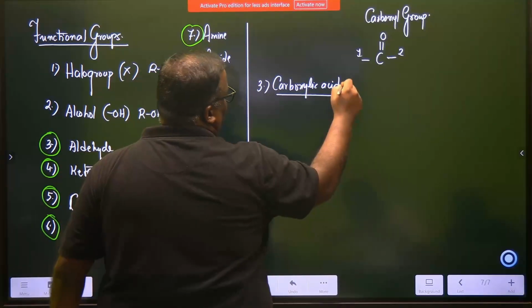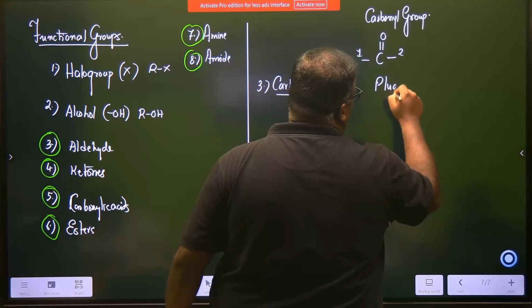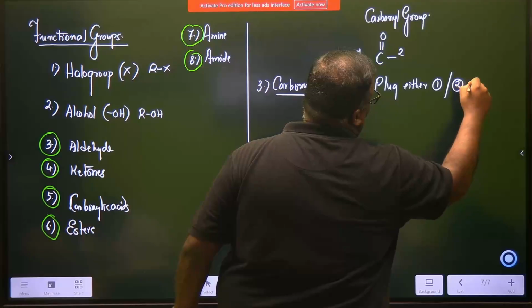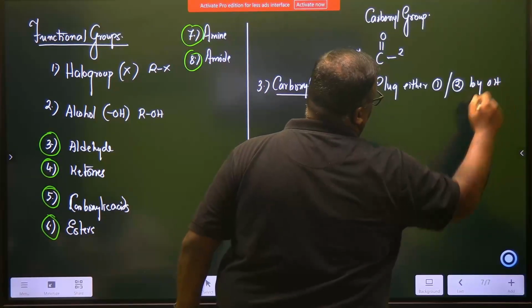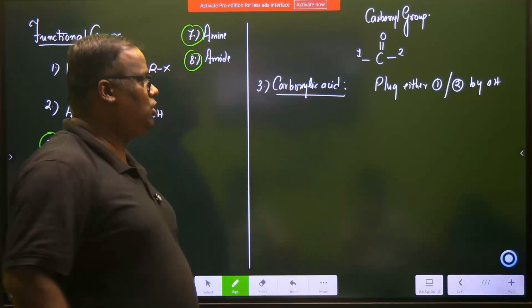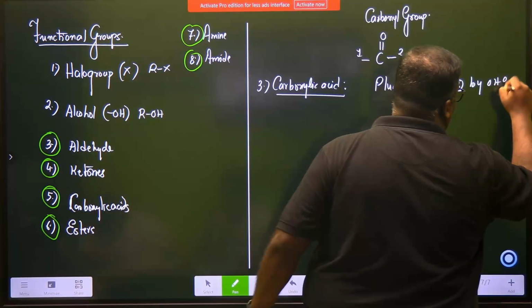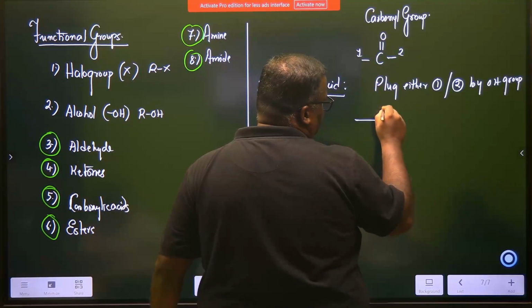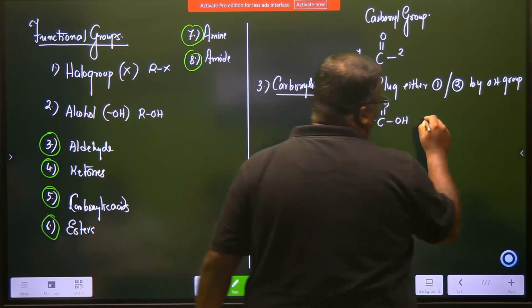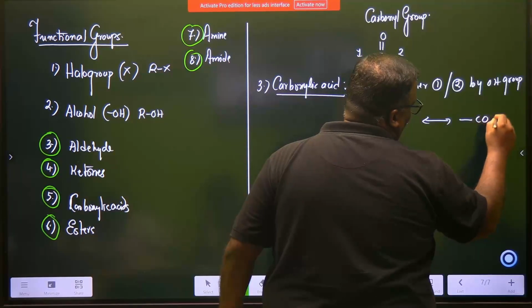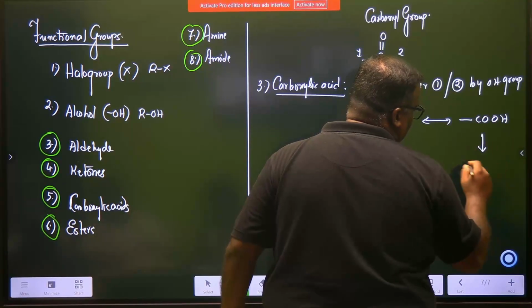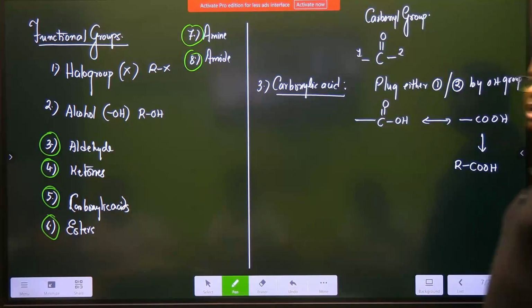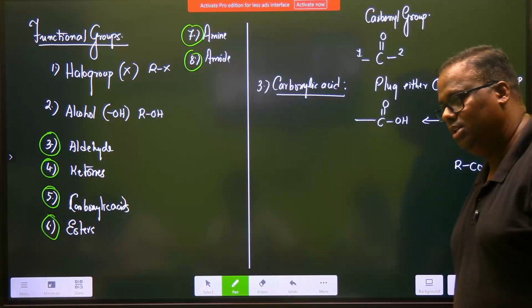Carboxylic acid. In carboxylic acid, plug either 1 or 2 by an OH group. So it will become something like this, dash C double bond OH, which looks like dash COOH. And now you bring your alkyl member, single, ready to mingle, who is standing outside the pub, and it becomes RCOOH. Got it?